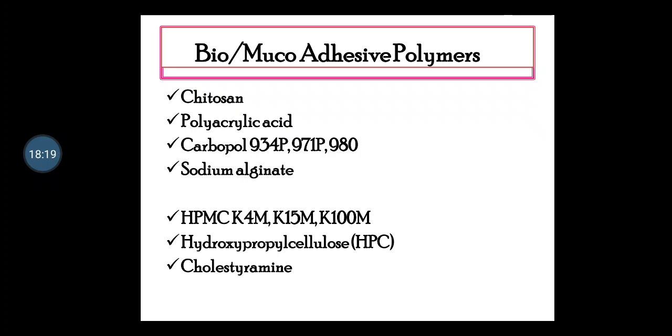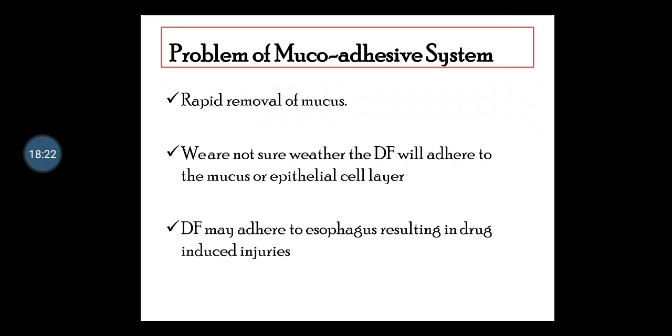So these are the problems of the mucoadhesive system. The physical interaction of the polymers with the mucus of the GI tract may occur through various mechanisms, which include hydration, bonding, and receptor mediated. The problems related to this mucoadhesive system are rapid removal of mucus, where we are not sure whether the DF will adhere to the mucus or epithelial cell layer, and the DF may adhere to the esophagus, resulting in drug induced injuries.